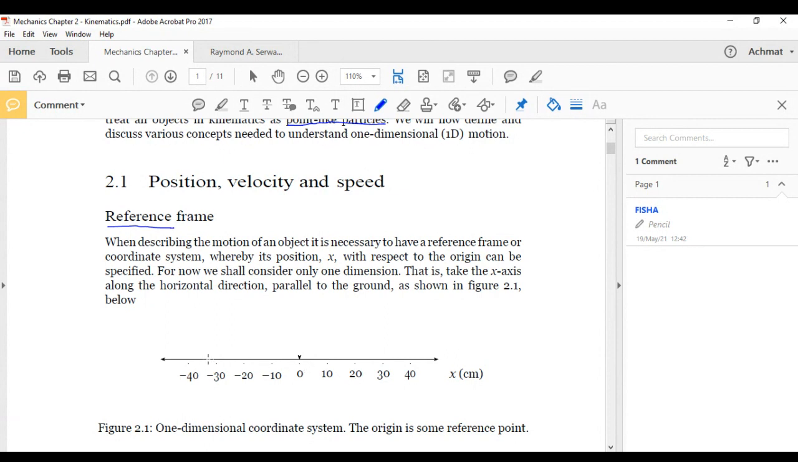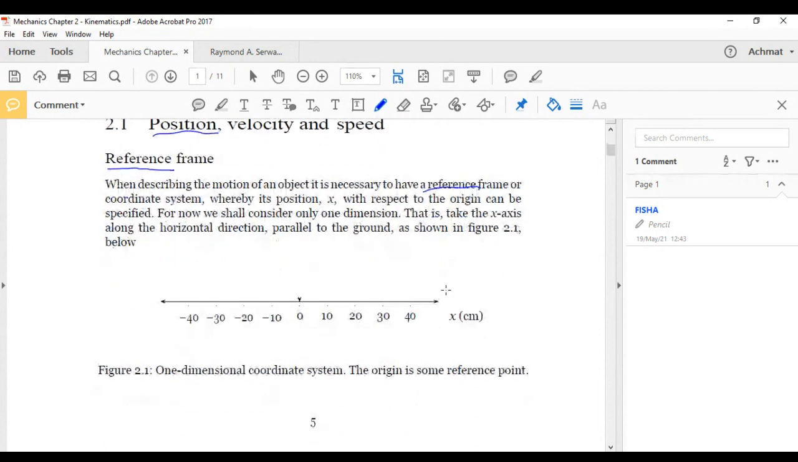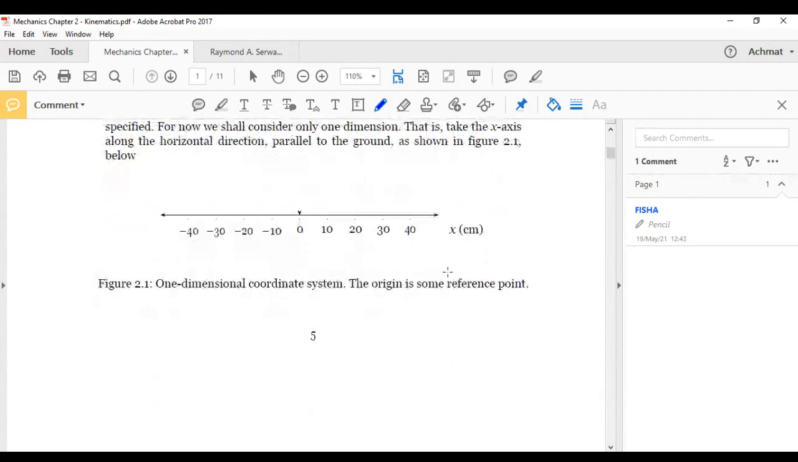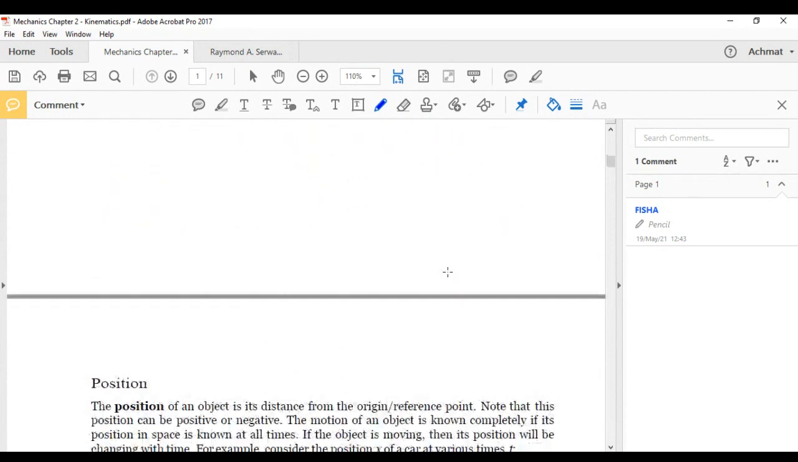right? Now you can see here, if this is your line, and towards the right we take as positive, then towards the left we can take as negative, as you can see here. Okay, so that is your reference position that we are talking about, right? A zero position. Okay, position. For position, you need a reference frame, right? Your reference position. That's what they are talking about. Okay, right. Let's continue.